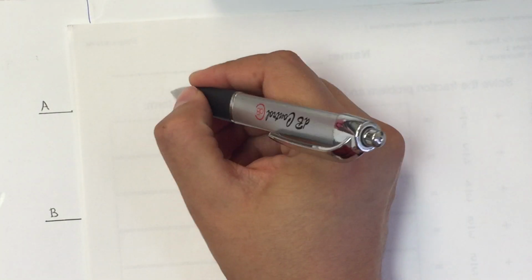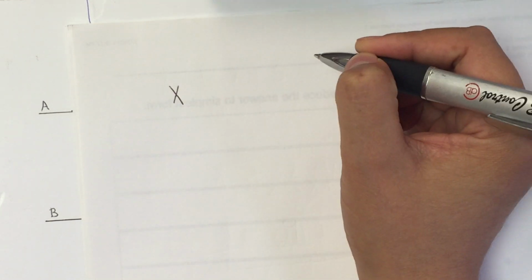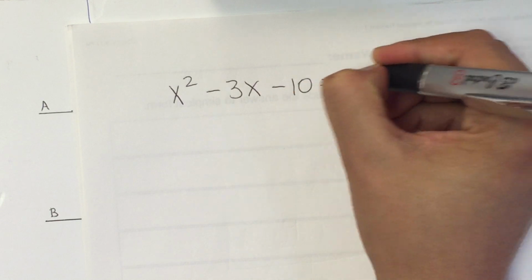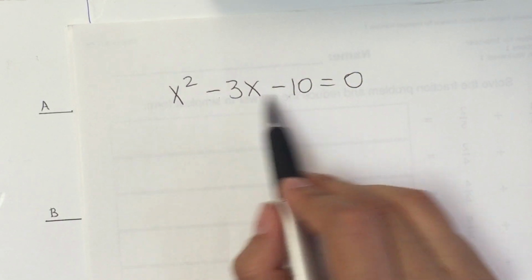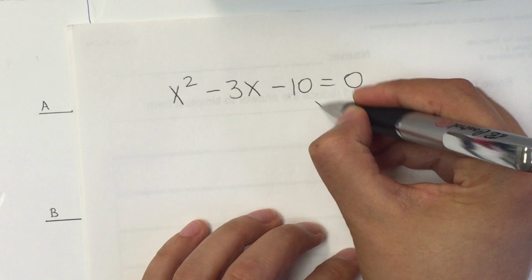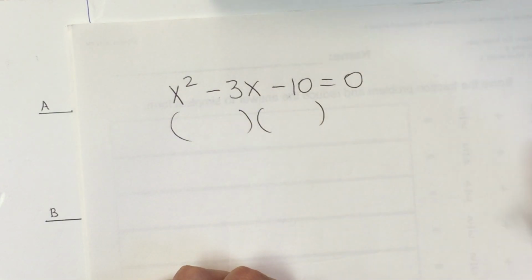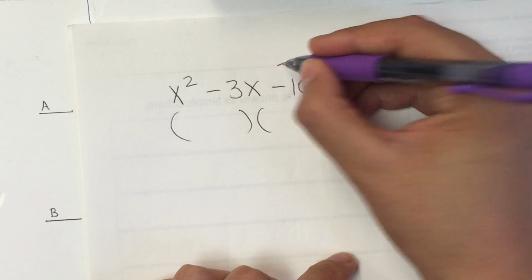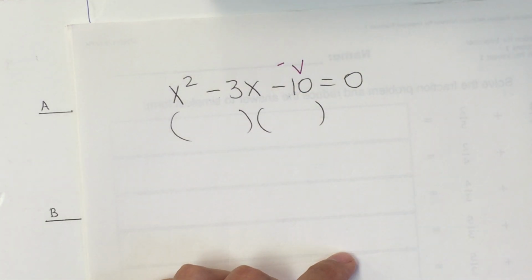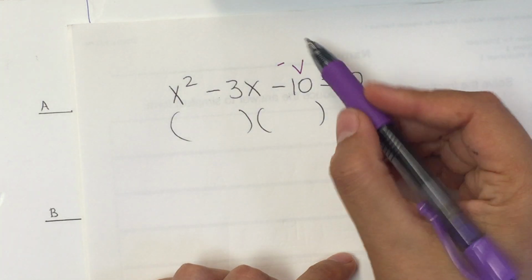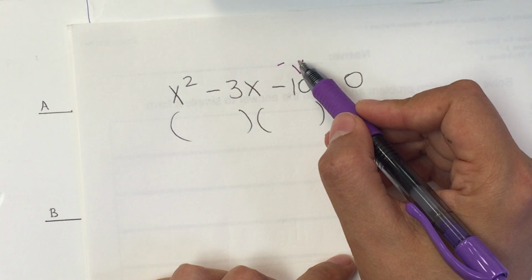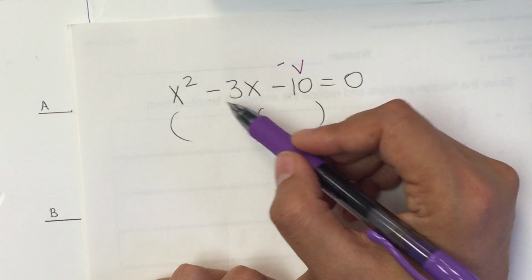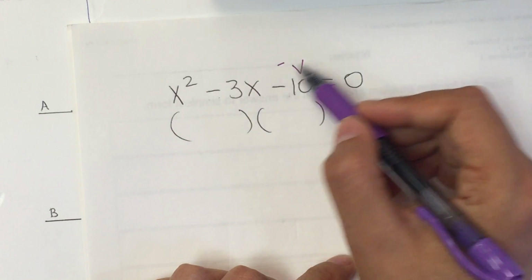Okay, let's do some more. So now in here we have both our negatives. And so when this is negative, we know that one is positive and one is negative. And so when we multiply, it's equal to 10, but when we subtract, it's equal to negative 3. That means that this is the sign of the greater one.